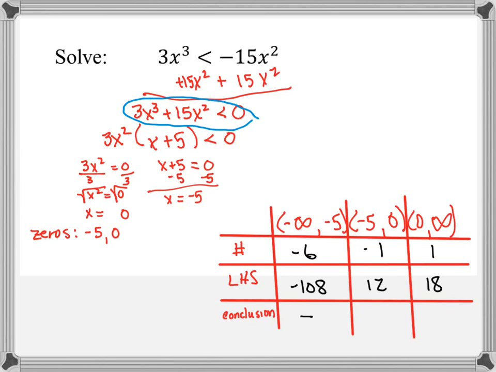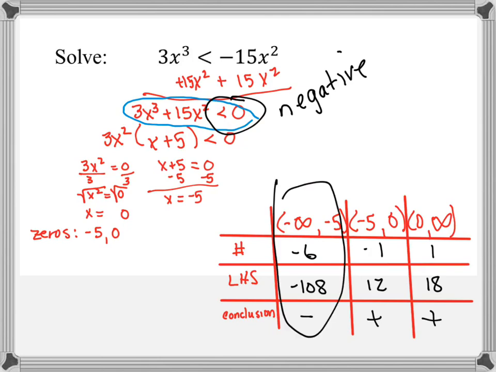And in my inequality, I have negative, positive, positive, and I am looking for where it's negative. So I want this first interval, and that's the only one. So my solution is from negative infinity to negative 5.